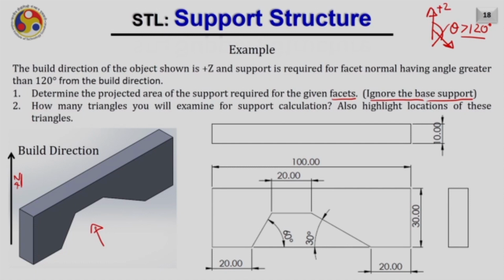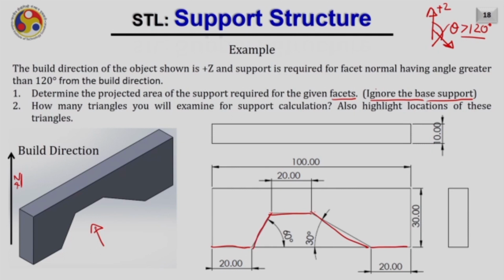Second part of the question is, how many triangles will you examine for support calculation? Also highlight the locations of these triangles. By just looking at the drawing of the object, you can identify the zone where the support is really required and the zone where support is not really required. So of course, these are the critical zones 1, 2, 3, 4 and 5.